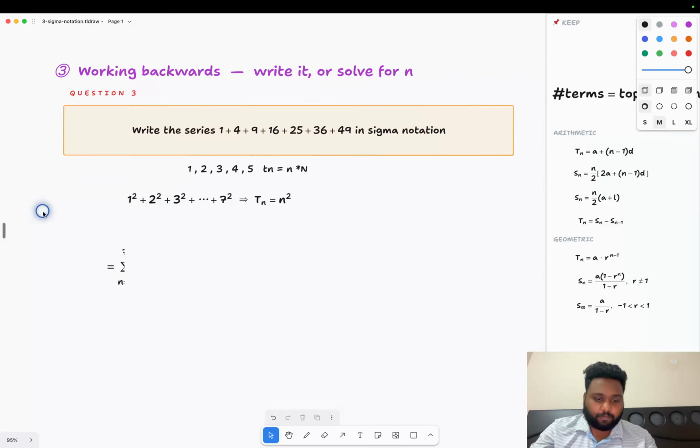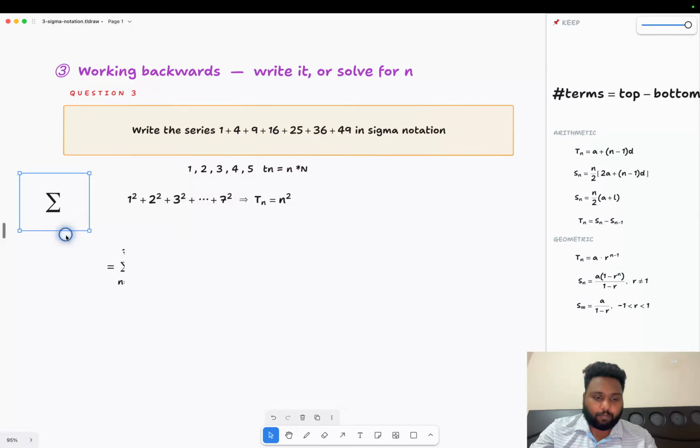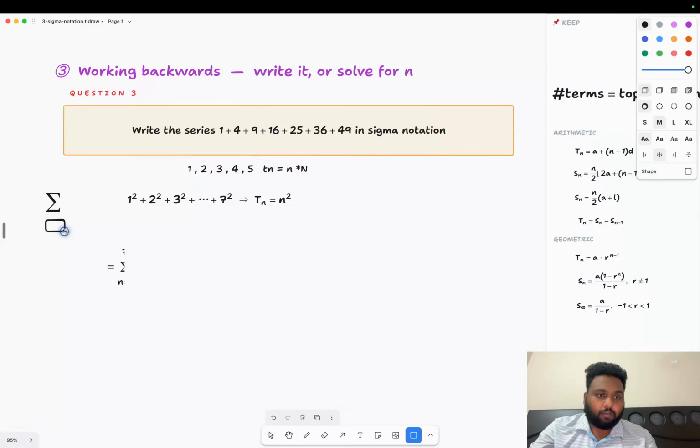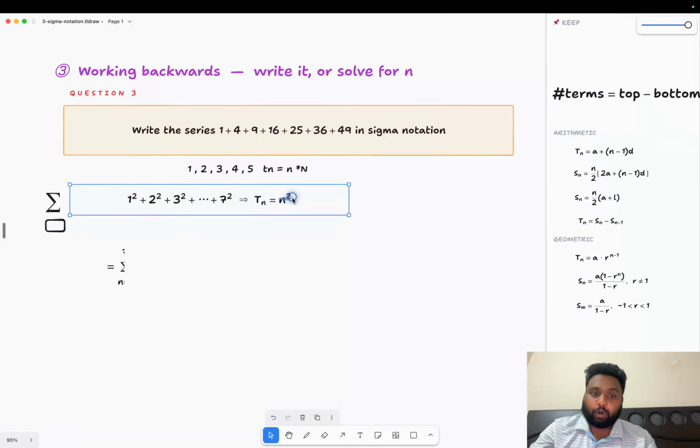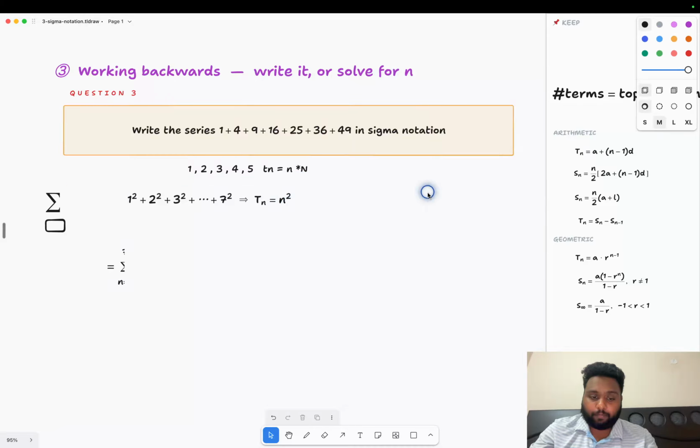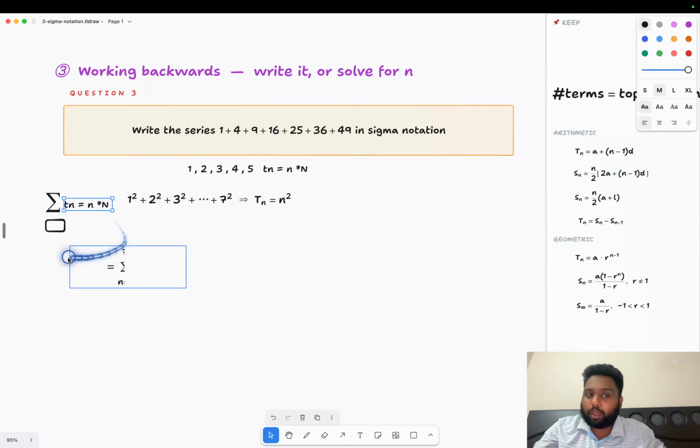We go here. On the bottom, we will write here, what is my first term? What is my first value of n? I already know my t of n is equal to n square, right here. T of n is equal to n into n, right? So I know here this will be n square.